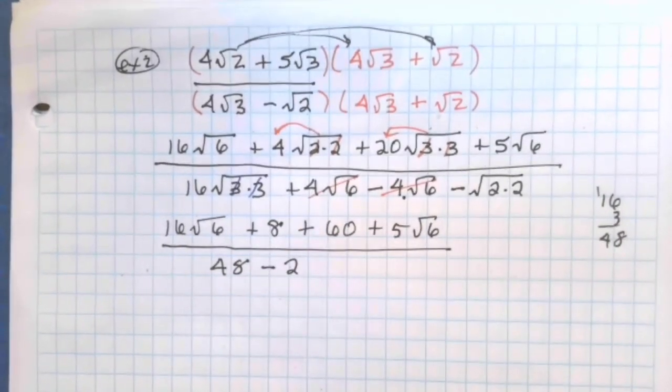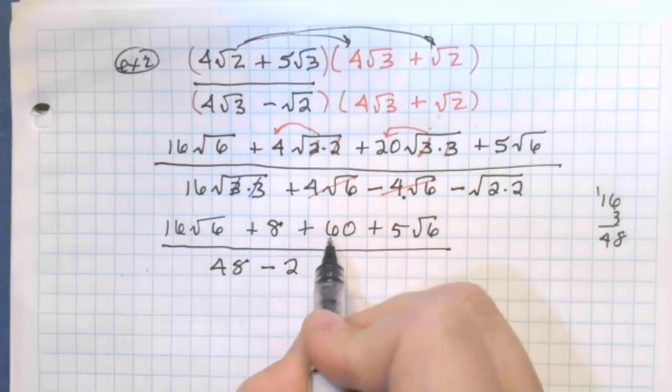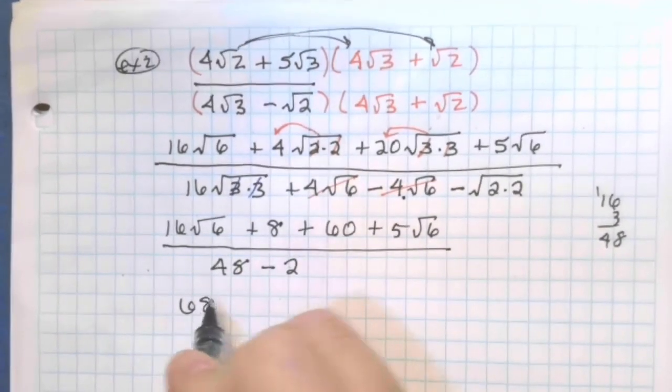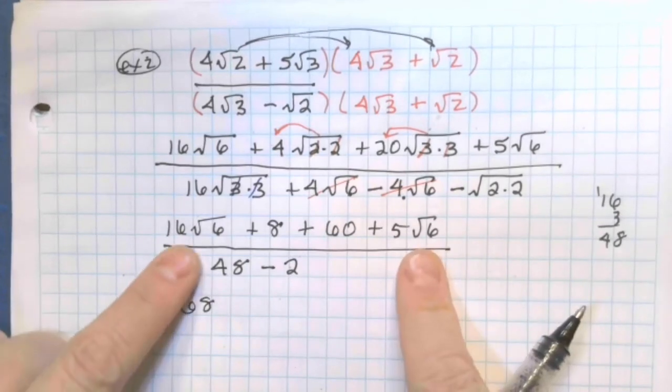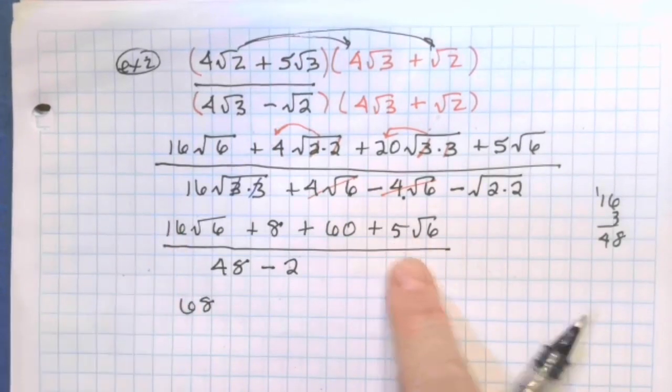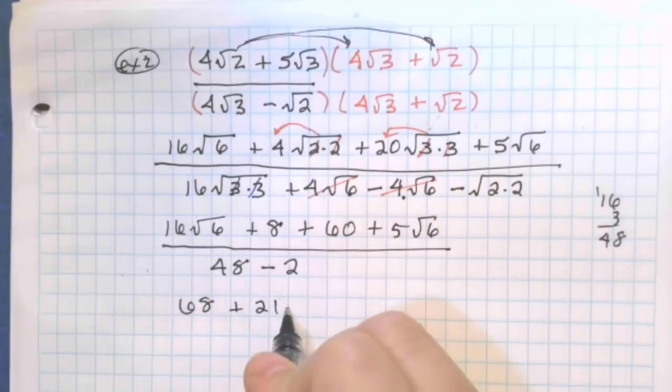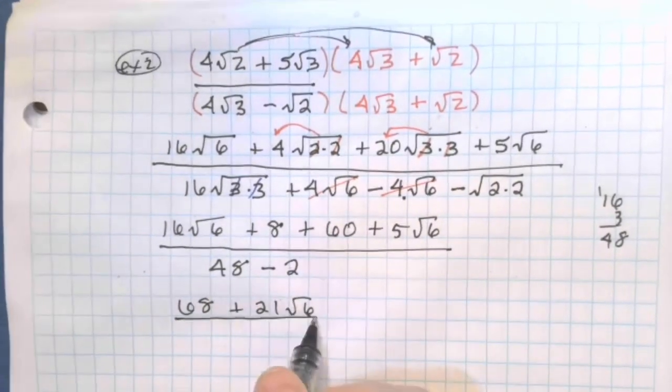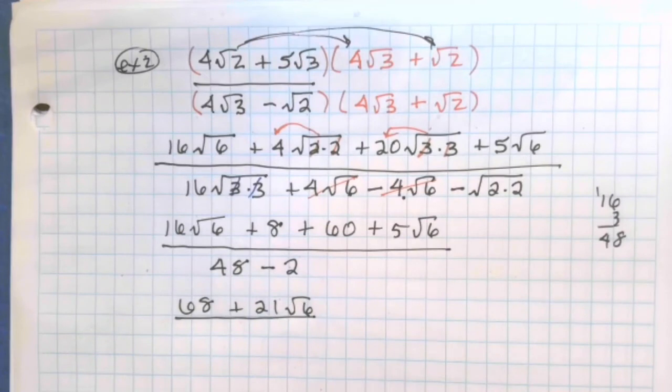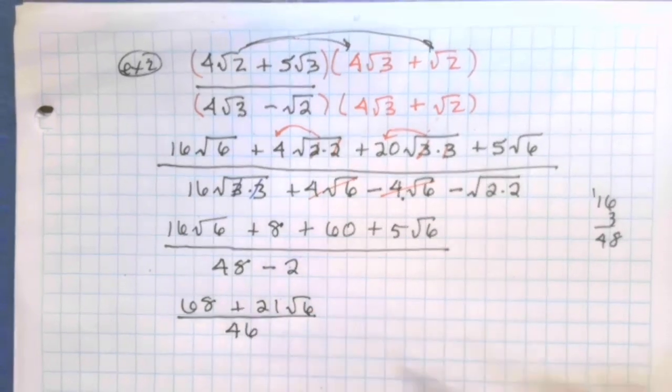All right, now we can do like terms. 60 plus 8 is 68. These are both radical 6's, so we can actually add those. 16 plus 5 is 21, radical 6. On the bottom, 48 minus 2 is a 46.